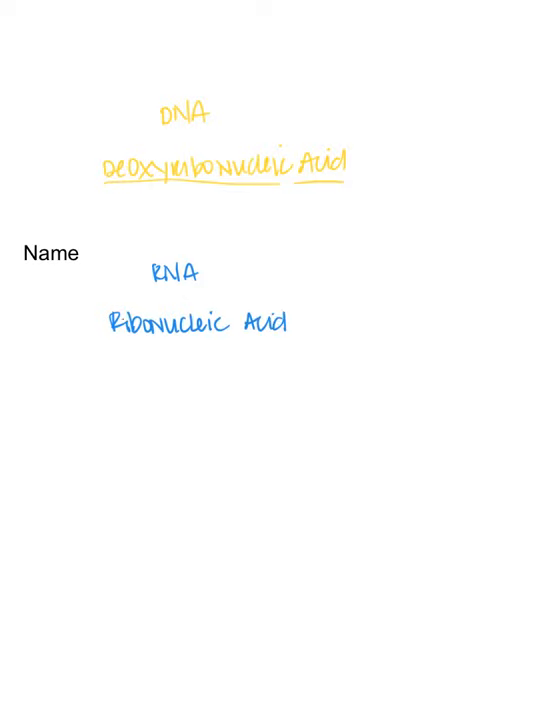All right, so the first difference is the names of DNA and RNA. So the name of DNA is deoxyribonucleic acid. All right, two separate words, deoxyribonucleic and then acid. RNA is just ribonucleic acid. All right, and we're going to talk about why these two differences in names. But this is our first difference.